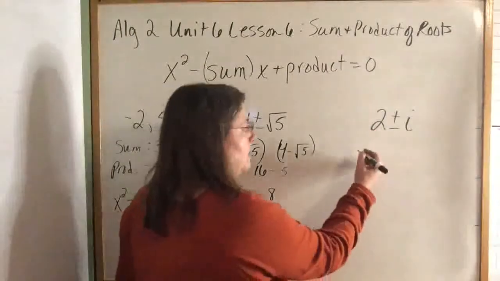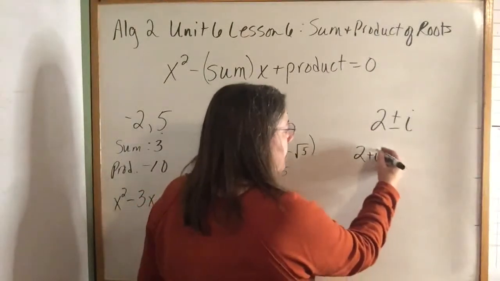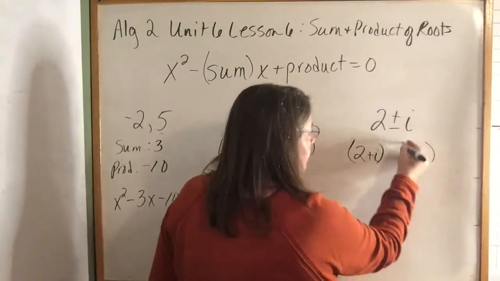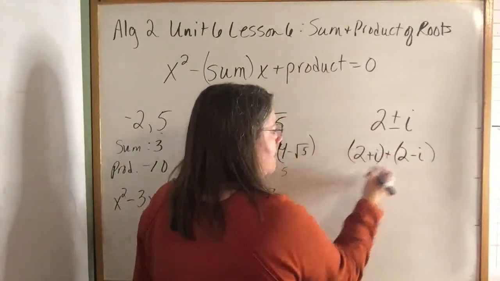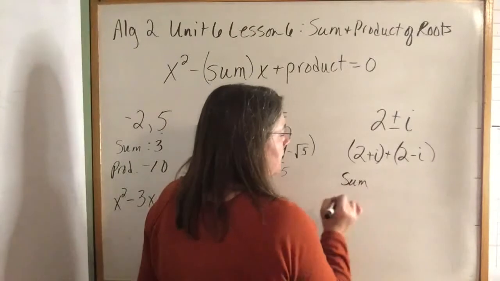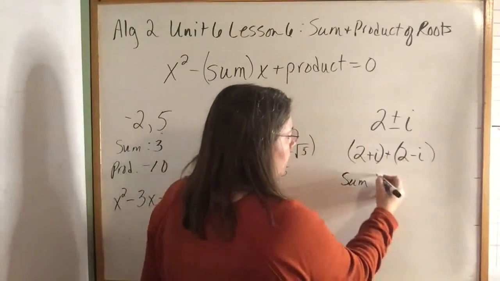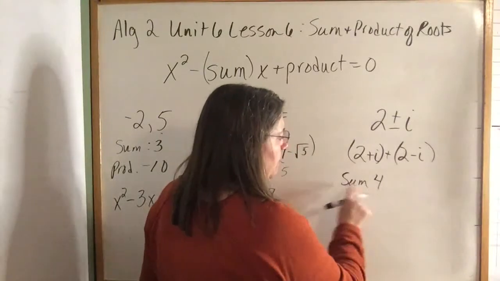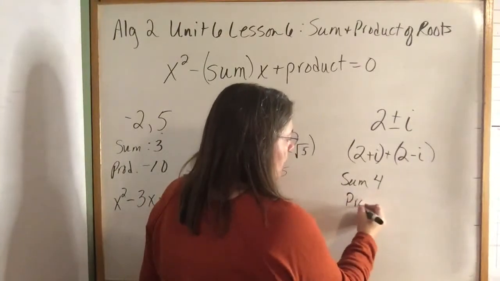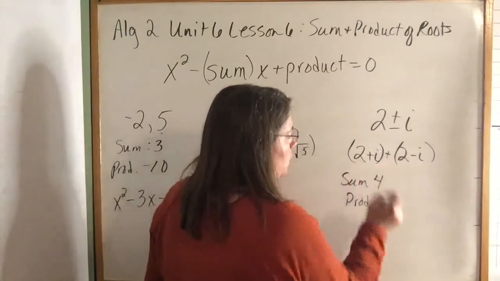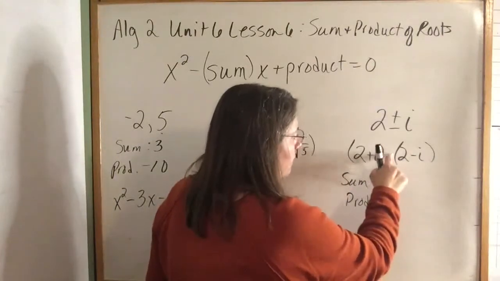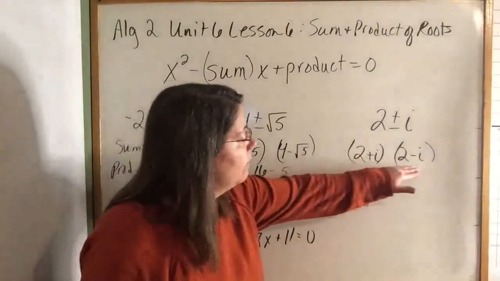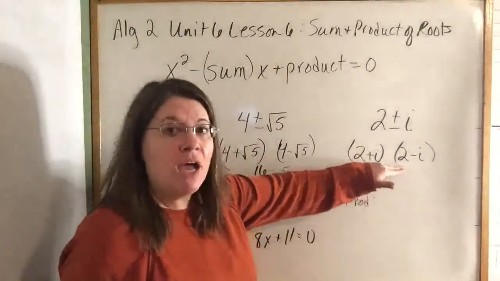The two roots here are 2 plus i and 2 minus i. So think about that. If you add those together to get the sum, 2 plus 2 is 4. i plus negative i cancels to 0. So the sum is 4. To get the product, I'm again going to FOIL. So I'm going to get rid of the plus and I'm going to multiply them together. When I FOIL these, again, I have the conjugates.